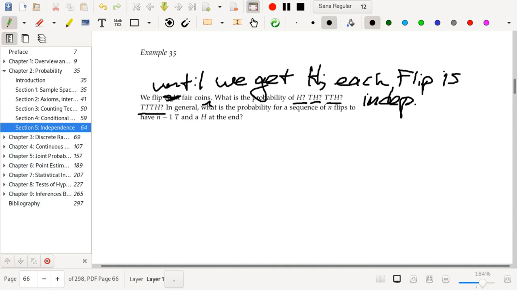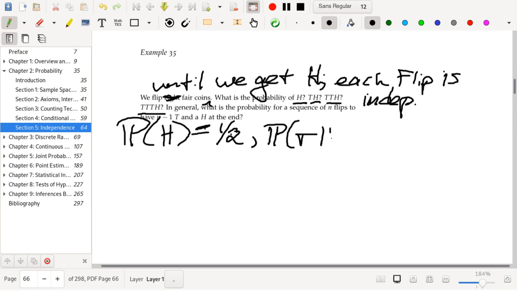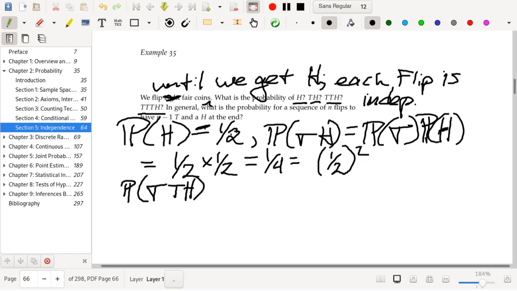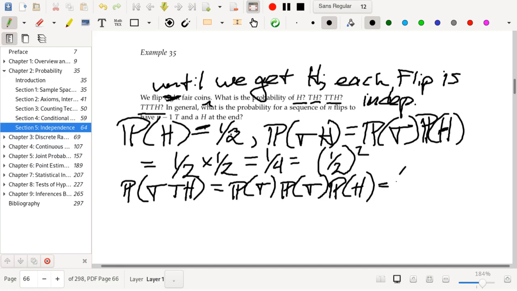In general, what would be the probability of a sequence of n flips to have n minus 1 tails and a heads at the end? So the probability of heads, if this is a fair coin, is going to be 1/2. The probability of tails, heads, and this is, by the way, getting a little abusive with notation, is going to be the probability of tails times the probability of heads, since those two flips were independent of each other, which will be 1/2 times 1/2, which is 1/4, which equals 1/2 squared. Okay, the probability of tails, tails, heads will be the probability of tails, the probability of tails, the probability of heads, because these things are all independent of each other, which will be 1/2 to the power of 3.